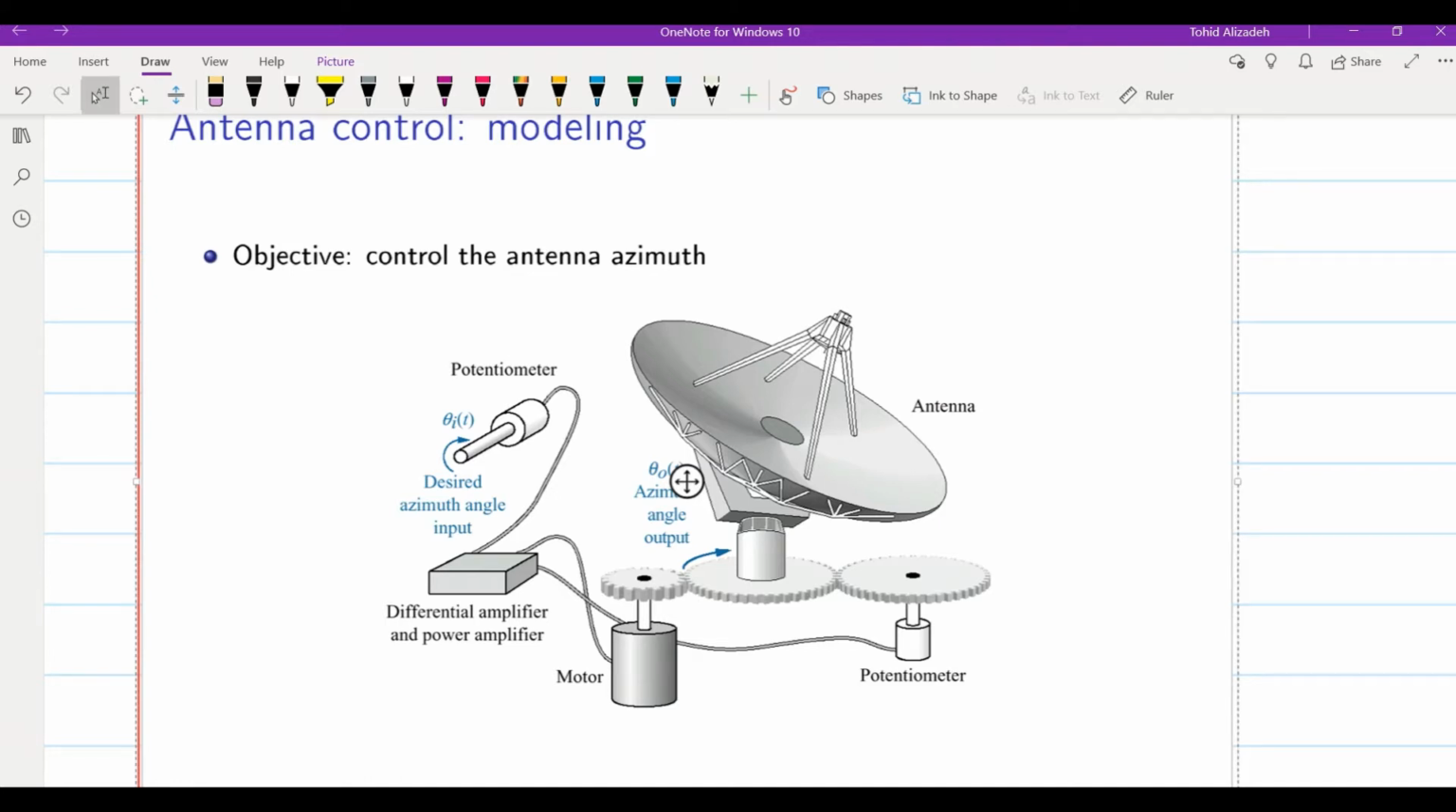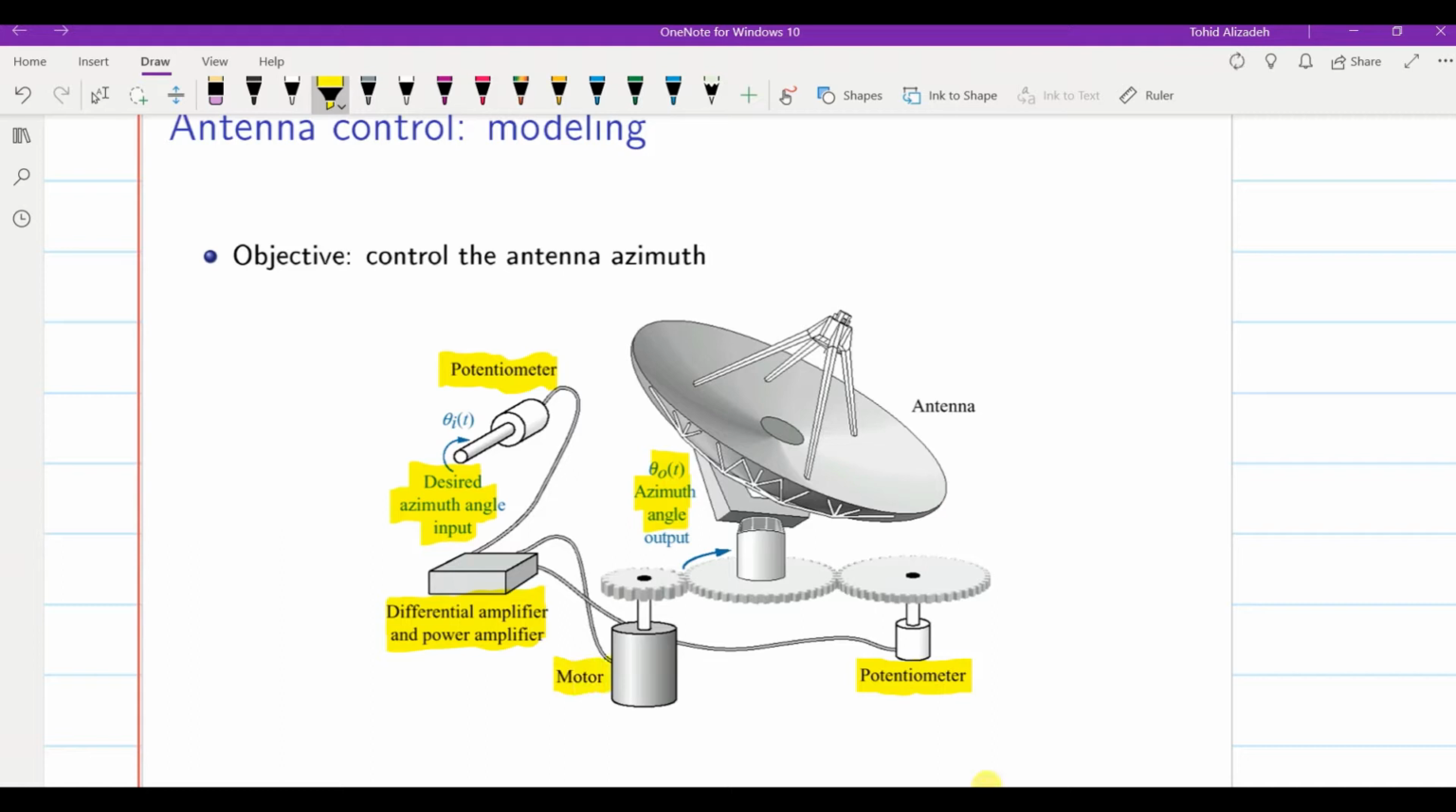antenna system. There is a potentiometer to determine the desired azimuth angle input for the system. Then we have another potentiometer to measure the actual azimuth angle of the antenna system. There is a differential amplifier and power amplifier which receives the desired azimuth angle input and the actual angle and then compares them with each other.